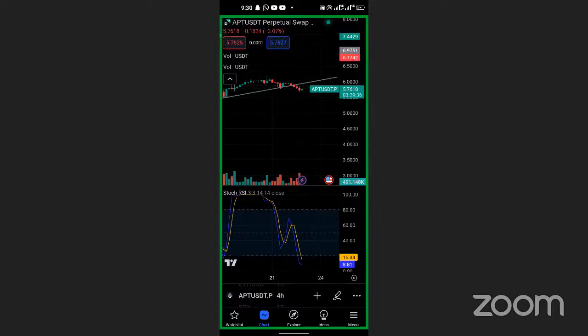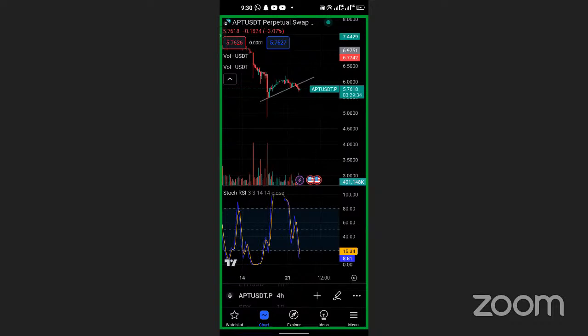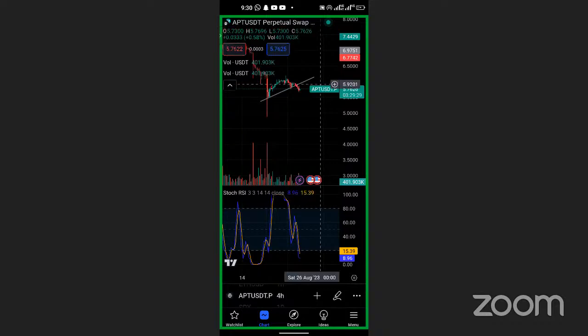It broke out there. Now you should understand that once it breaks out, it's going to make a retest on that particular place it broke out from. It's going to come back there and retest it. So once it breaks out, it's going to be retested. It's going to come back upward and touch the bottom of the trend line.